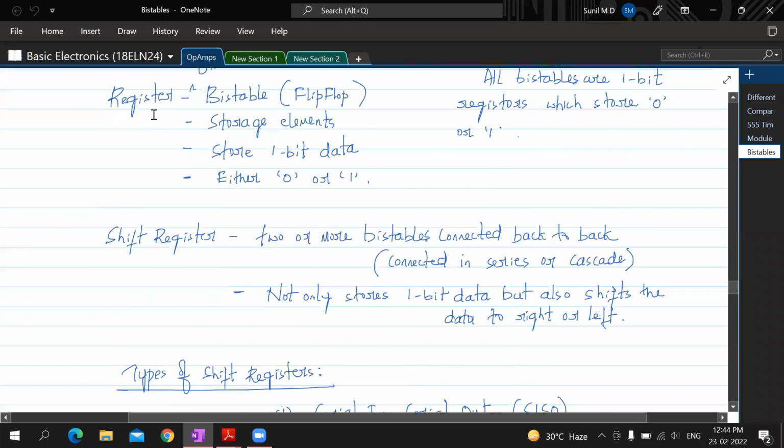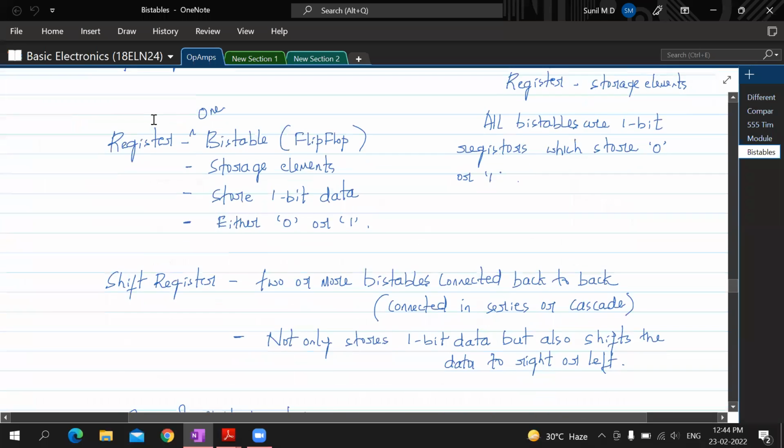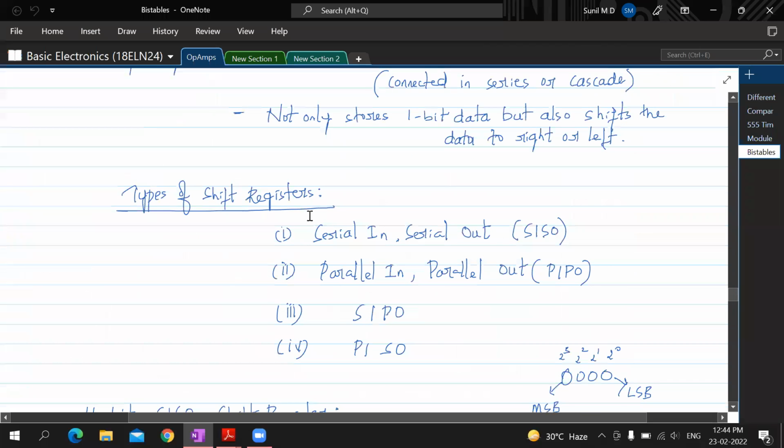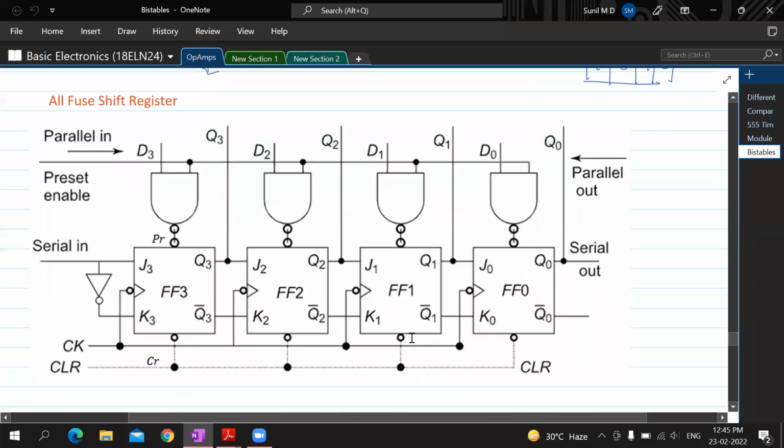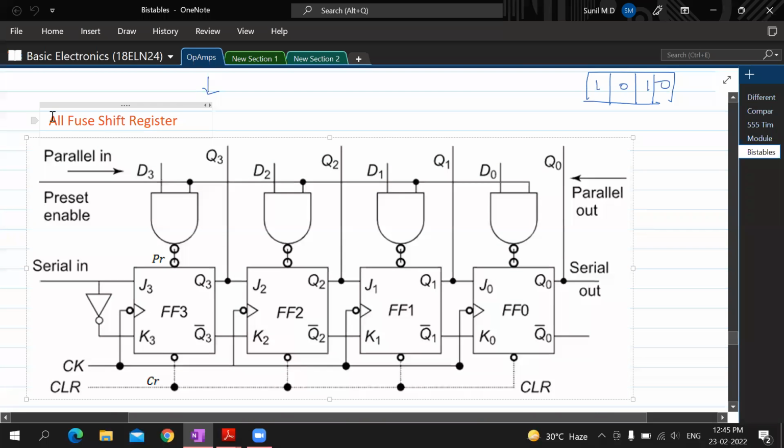So we have categorized them, right? Serial in, serial out, we call them SISO. Parallel in, parallel out, we call them PIPO. Similarly, SIPO and PISO: serial in, parallel out, and parallel in, serial out. So all that can be designed using this particular diagram. That's why it is all fuse.